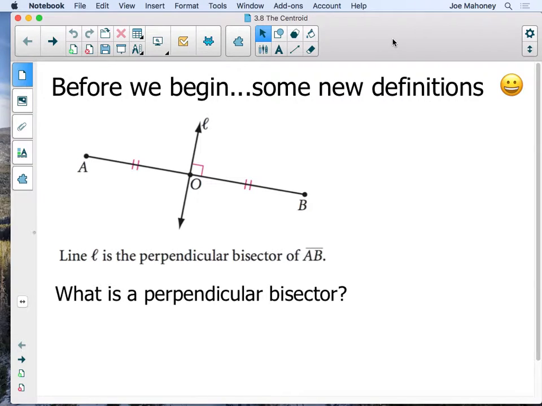So we're going to go over a few different things today, a couple different definitions that we'll use with our triangles. We're going to start with a perpendicular bisector. As you see in this picture, line L is the perpendicular bisector of segment AB. So the video is going to pause, or you can pause on your own. Come up with a good definition. What's a perpendicular bisector?